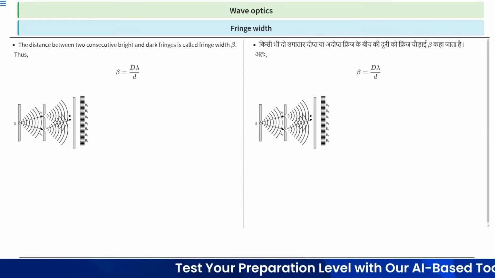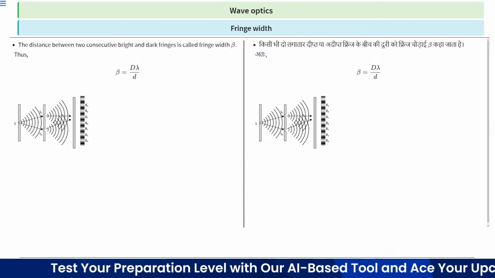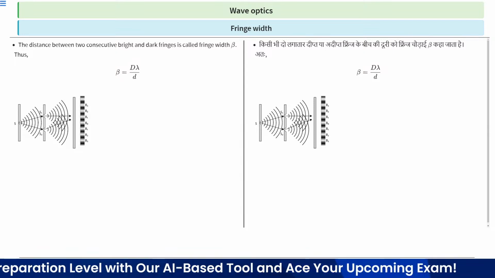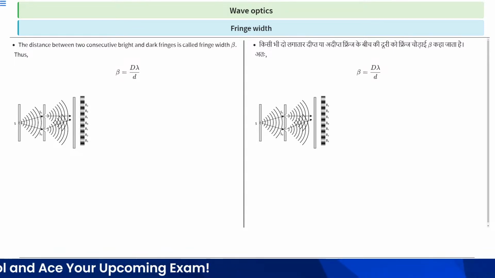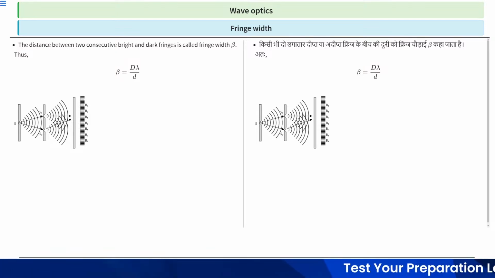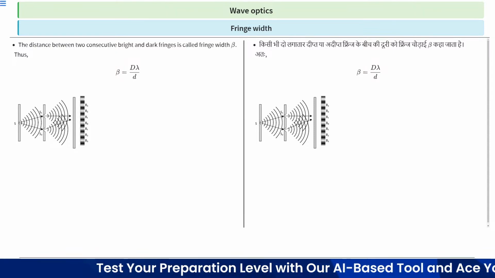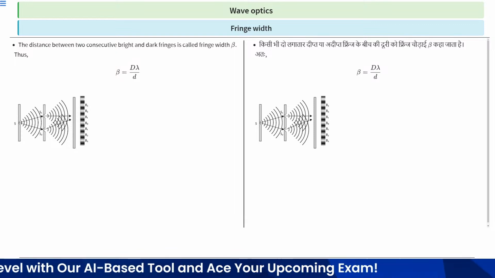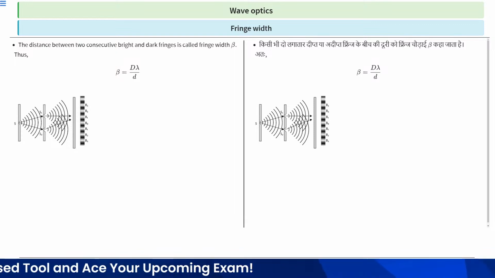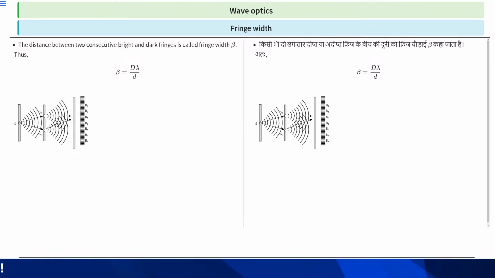Next is fringe width. The distance between two consecutive bright or dark fringes is called fringe width and is denoted by beta. Thus, beta is equal to D lambda divided by d. This is the distance between two consecutive bright and dark fringes, where D is the distance between the source and the screen, lambda is the wavelength, and small d is the distance between the sources.